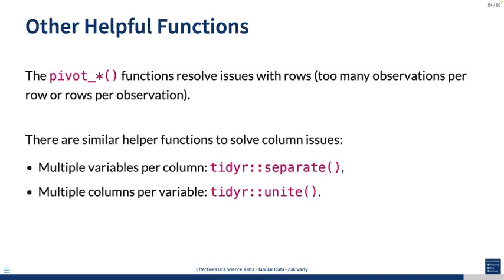So these pivot functions that we've just met, pivot wider and pivot longer, are going to resolve issues with untidy data where those issues arise in the rows. This might be that there are too many observations per row, or too many rows per observation. Similarly to these, there are equivalent helper functions to solve the same problems in columns rather than rows.